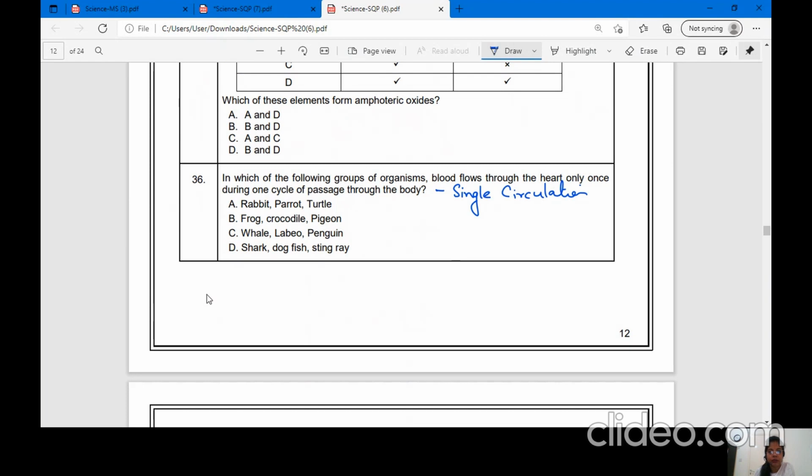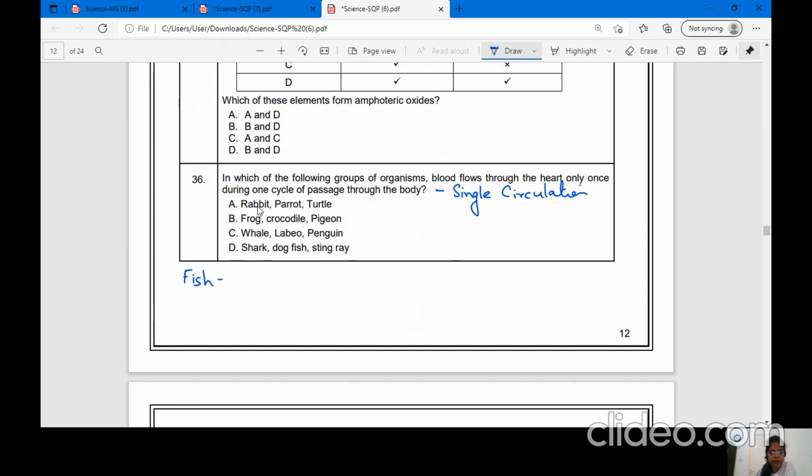So in fish, what happened is that the deoxygenated blood goes to heart and from heart it goes to gills and gills to the process of oxygenation, and after oxygenation blood doesn't come back to heart. From gills only it goes to body parts. So that kind of circulation is called single circulation. So single circulation is found in fish. So now here we need to find out fish.